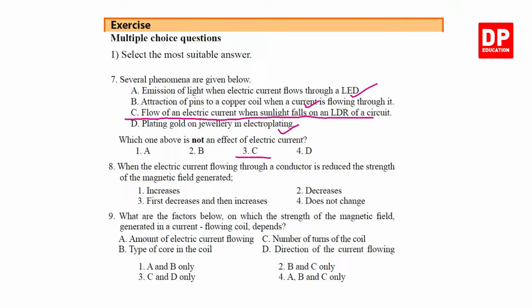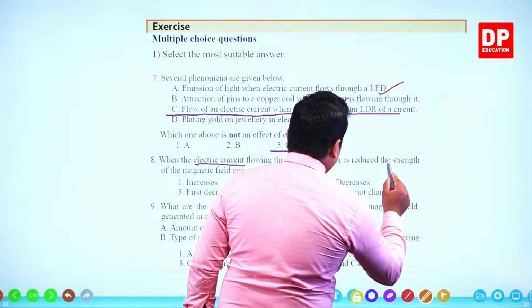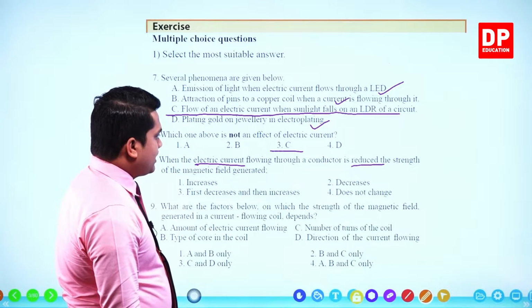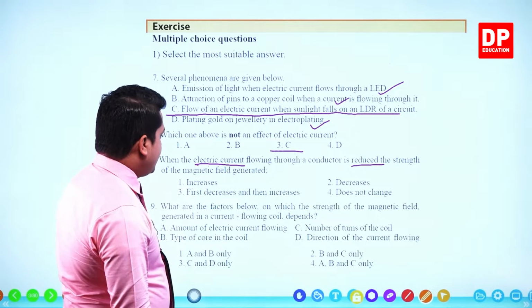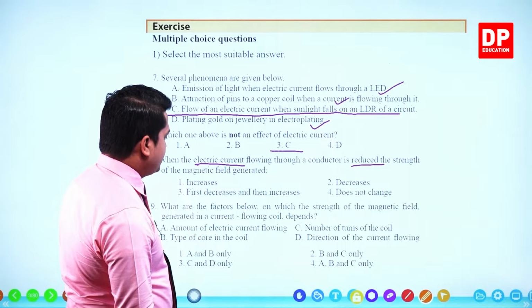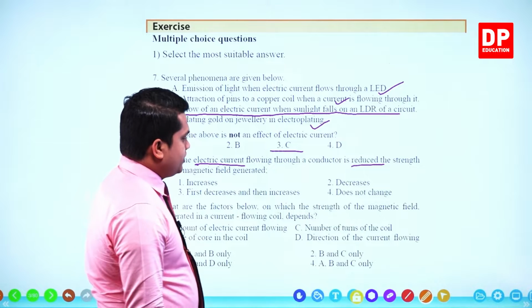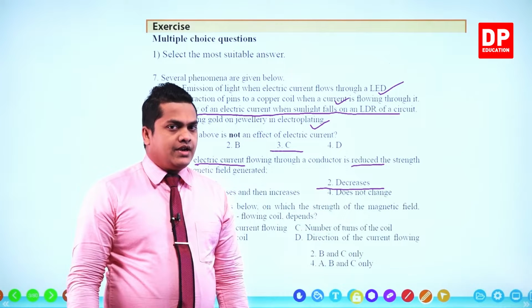When the electric current flowing through a conductor is reduced, what happens to the strength of the magnetic field generated? They are asking about the strength of the magnetic field. When electric current is reduced, what happens to the strength of the magnetic field? It increases, it decreases, first decreases and then increases, or does not change. So my dear children, you know that when the current is reduced, the strength of the magnetic field also decreases.